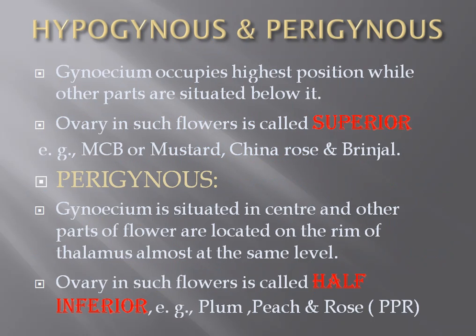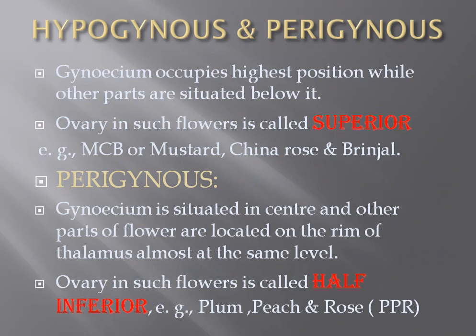Hypogynous. In hypogynous flower, gynoecium occupies highest position while other parts are situated below it. Ovary in such flowers is called superior. Example, mustard, China rose and brinjal. We can say MCB, mustard, China rose and brinjal.